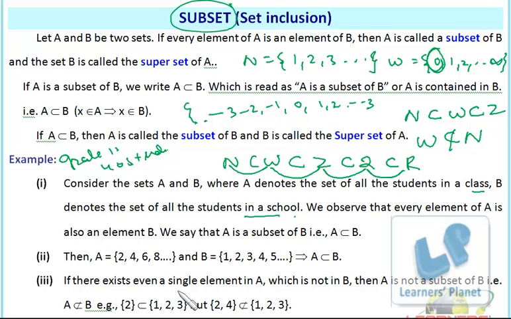If there exists even a single element in A which is not in B, then A is not a subset. As I have mentioned over here, N is a subset of W, but W is not a subset of N because there is just one element, 0, which is an element of set W, but it is not an element of set N. Right? So W is not a subset of N, but N is a subset of W. Okay?